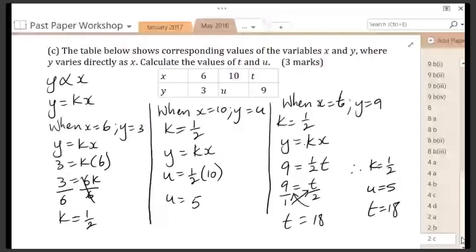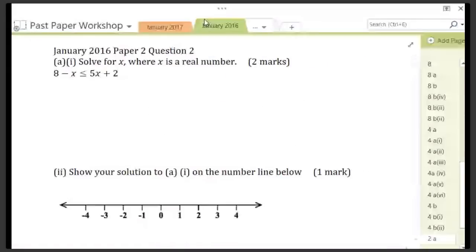We're done there. Let's go on to January 2016. Part A. January 2016 paper 2 question 2 part A.